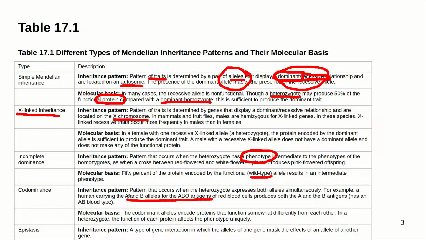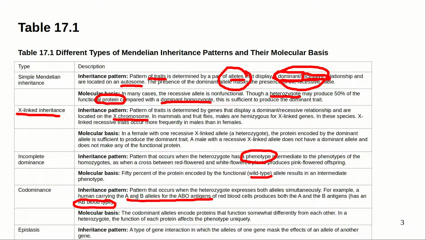But codominance kind of means that instead of having a dominant and a recessive gene, they both show up. So maybe A is for blue skin and B is for pink polka dots. Well, it's possible if you get A and B that you get blue skin and pink polka dots. Or you could just have 2 A's and have blue skin, or you could have 2 B's and just have pink polka dots. But if you got one of each, you would have both.